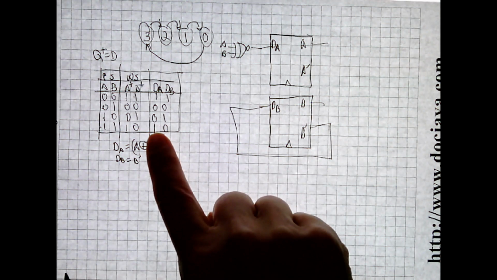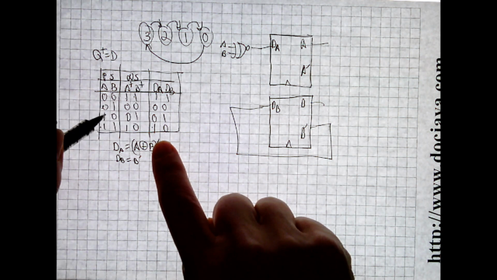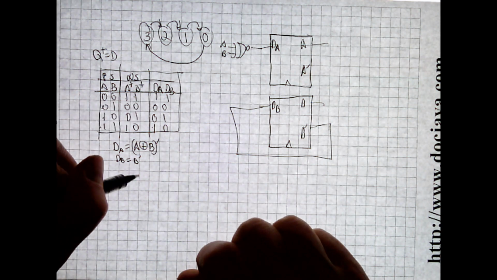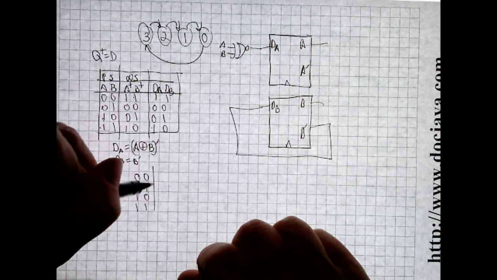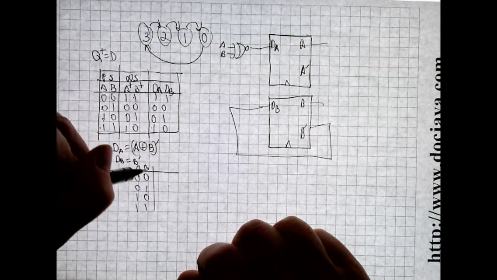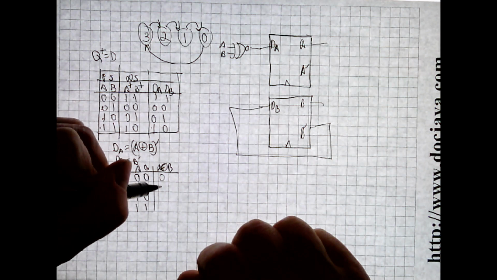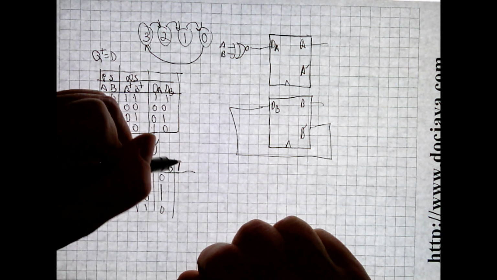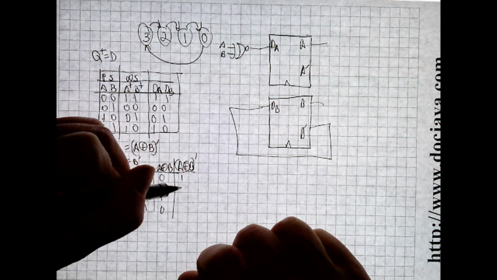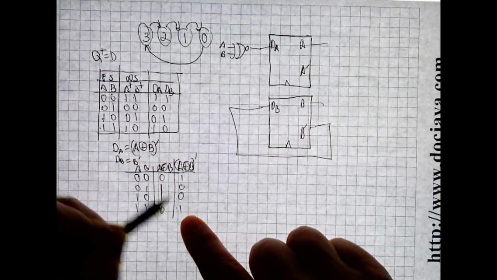You see there's this D sub A, and there's the function table. I happen to know that if you have 0, 0, 0, 1, 1, 0, 1, 1, then A exclusive OR B is 0, 1, 1, 0. And then A exclusive NOR B is going to be 1, 0, 0, 1. So here you see 1, 0, 0, 1 matches that.